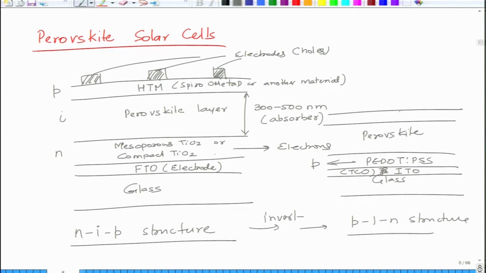then we have PCBM, then we have top electrode, and top electrode could be aluminum in this case. So, this is the PIN structure. So, this is PIN, this is NIP.